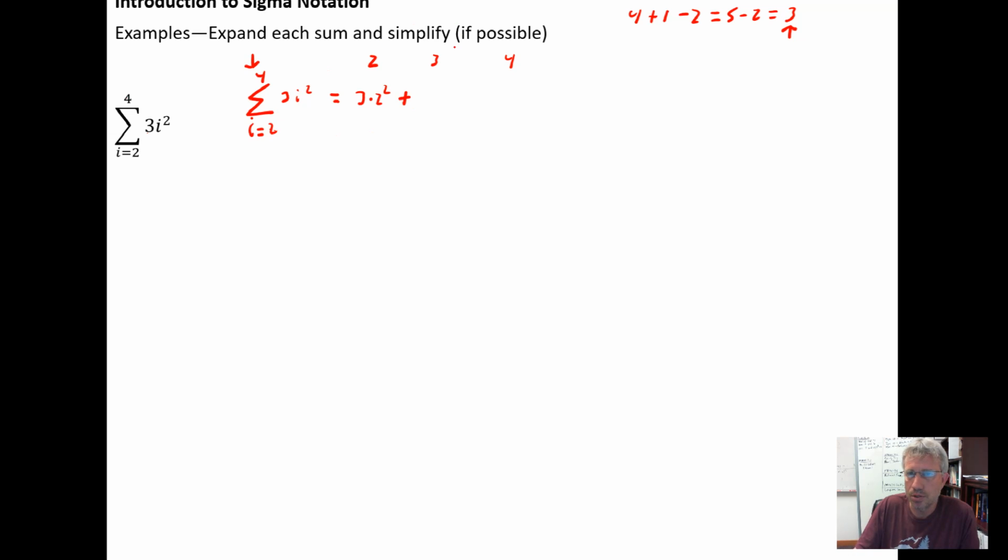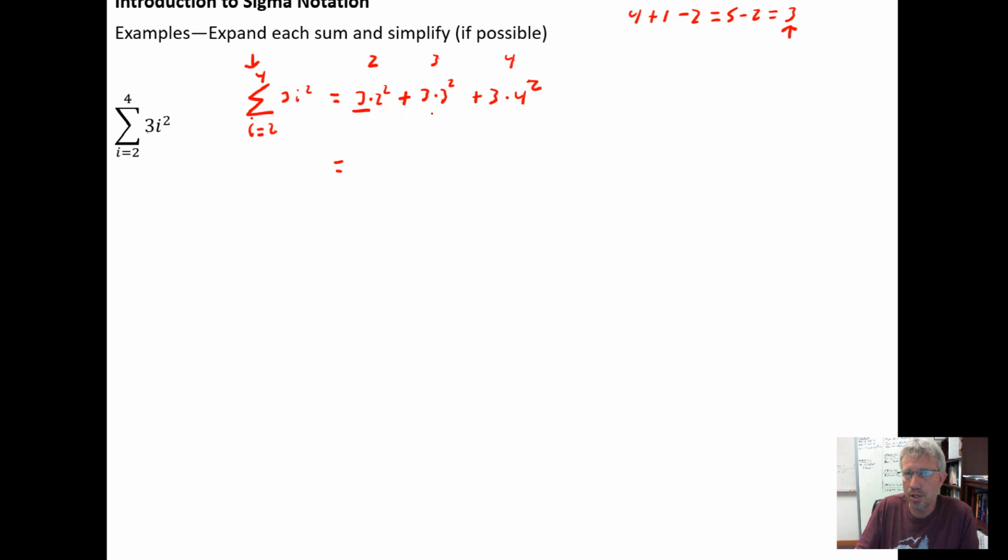And now we increment the 2, which becomes a 3. So we get 3 times 3 squared. And then we go plus. And then we increment the 3 and get a 4. 4 is the upper bound of summation, so this is the last number we plug in. So we get 3 times 4 squared, and then we need to simplify.